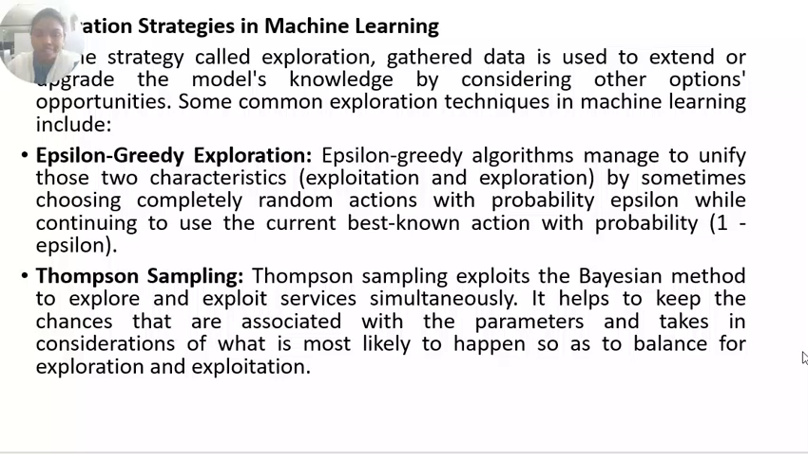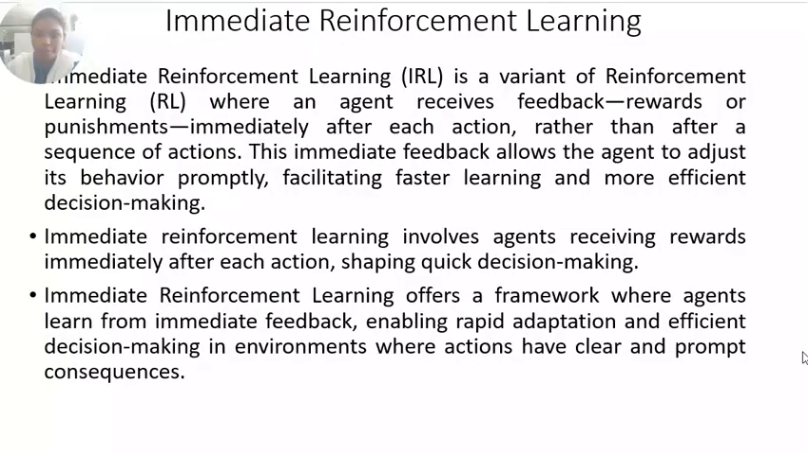Next is Thompson sampling. This algorithm also comes under the exploration strategy. It uses a Bayesian method to explore and exploit simultaneously. And at the last, there is immediate RL.